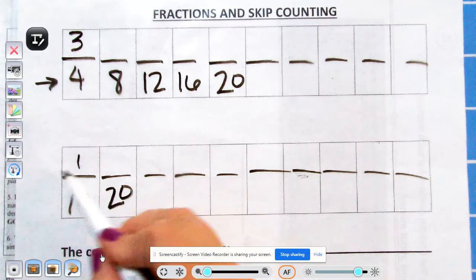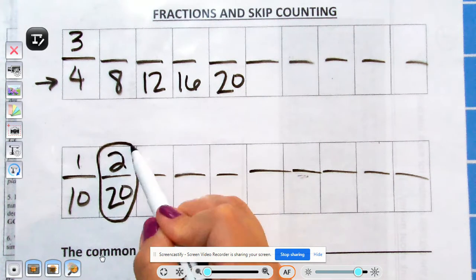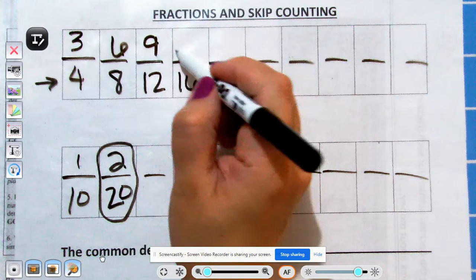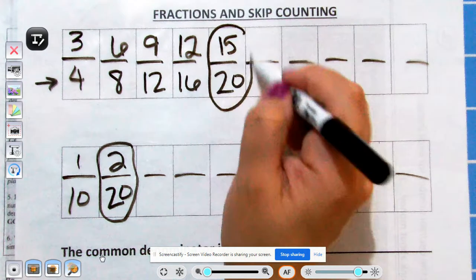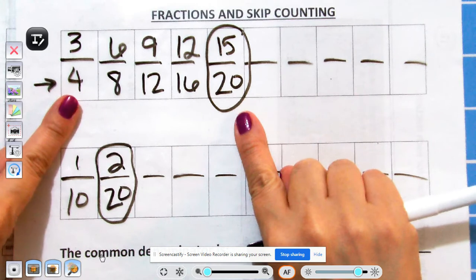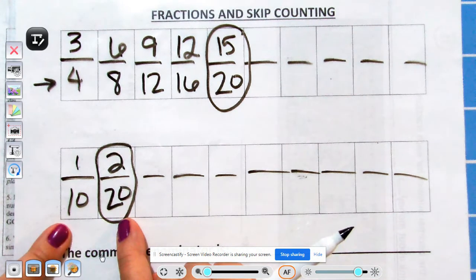All right, let's count by the numerators. 1, 2, 3, 6, 9, 12, 15. So 15/20 is equivalent to 3/4. 2/20 is equivalent to 1/10.